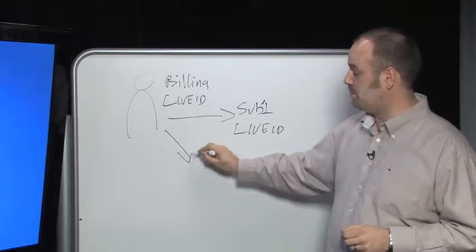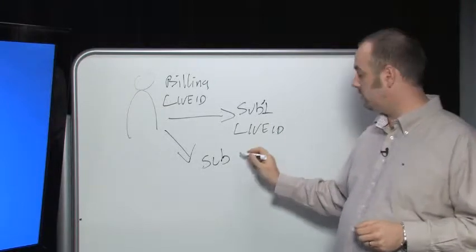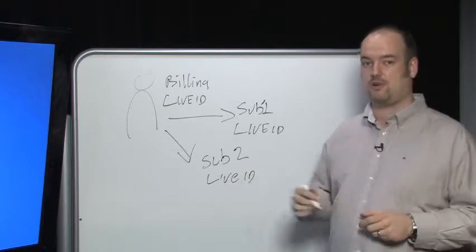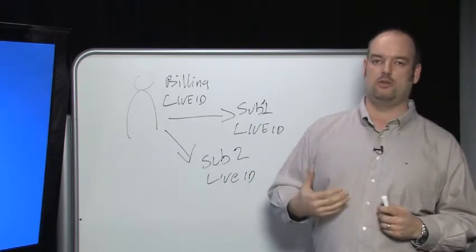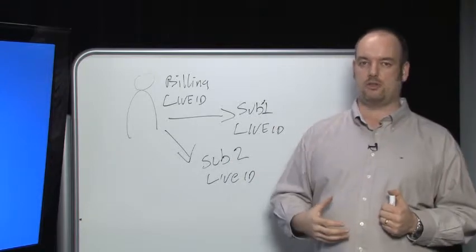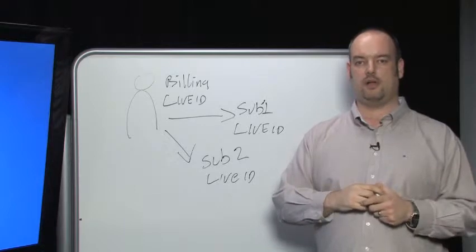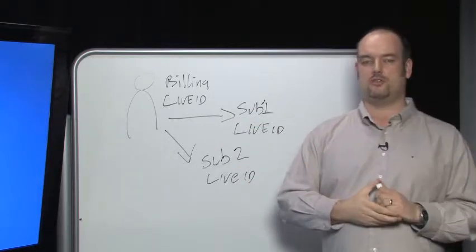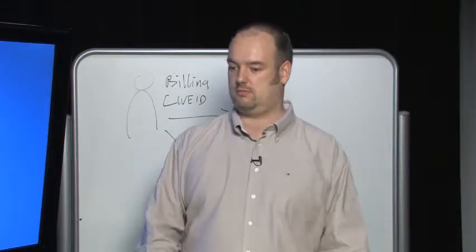You can also create multiple subscriptions. So I've got subscription 1. I can create subscription 2. It's a separate Live ID. So each project that I have, I can create a separate subscription, have separate teams working on them, and the billing account gets the consolidated bill from each of the subscriptions. And you can create as many subscriptions as you like. And that's how billing works, in a nutshell.